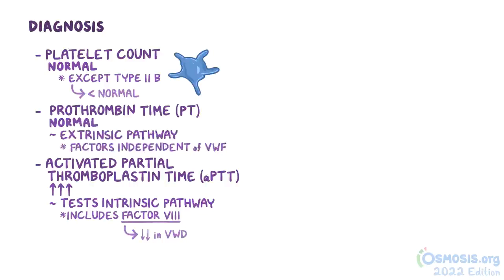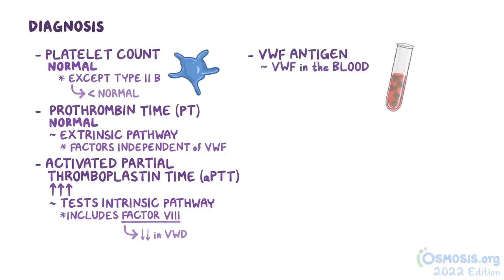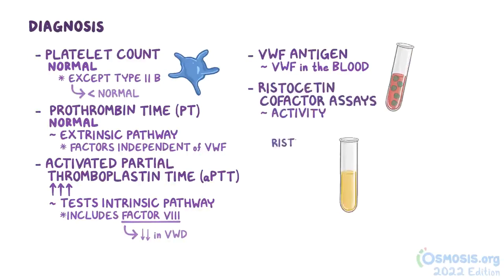The next step involves assessing von Willebrand factor antigen, which measures the amount of von Willebrand factor present in the blood. It is followed by the measurement of its activity, which is done using ristocetin cofactor assays. When ristocetin is added to a plasma that contains normal working von Willebrand factor, ristocetin activates von Willebrand factor to bind to platelets, which adheres platelets together, resulting in visible coagulation.